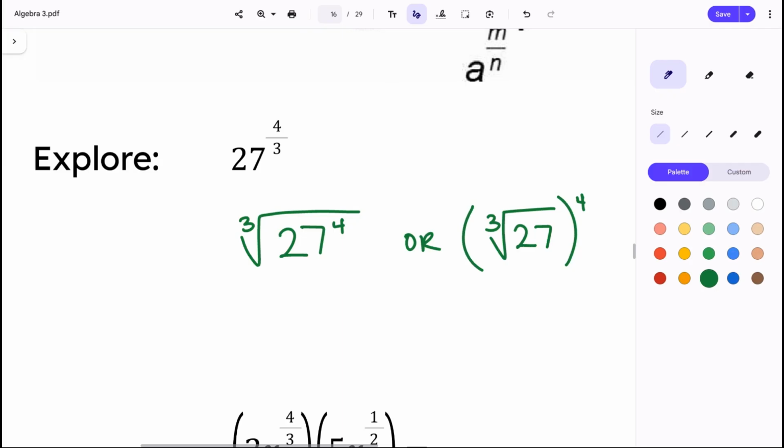What is the cube root of 27? 3. So that kind of breaks that number down to something smaller. Like this becomes a 3. And then I still have that 4. So it's 3 to the 4th power now. Do we know what 3 times 3 times 3 times 3 is? 81.